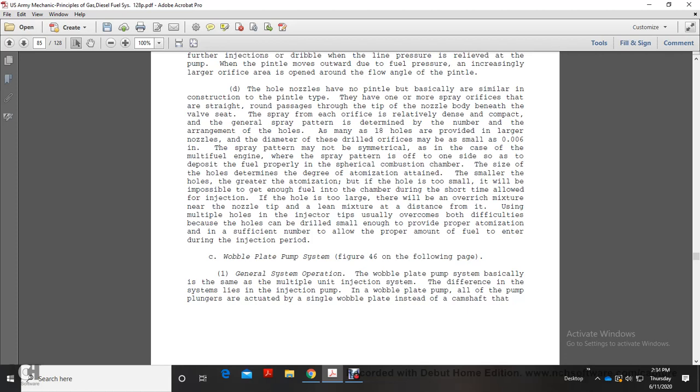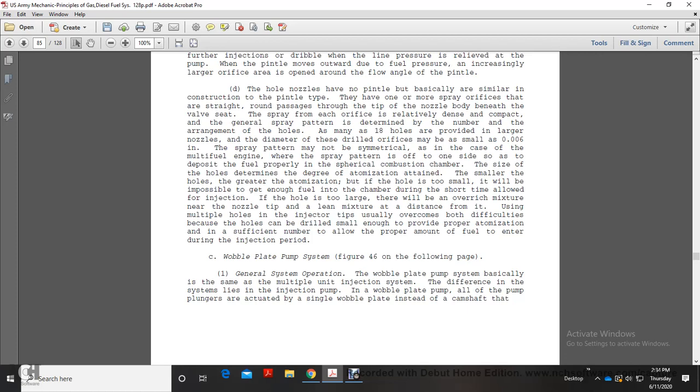The spray pattern may not be as symmetrical. In this case, as in the multi-fuel engine, when the spray pattern is off on one side, it is important to deposit the fuel properly in its combustion chamber. The size of the holes determines the degree of atomization attained. The smaller the hole, the greater the atomization.